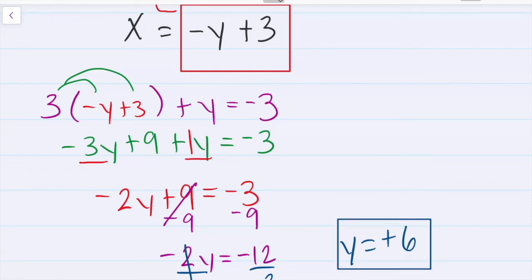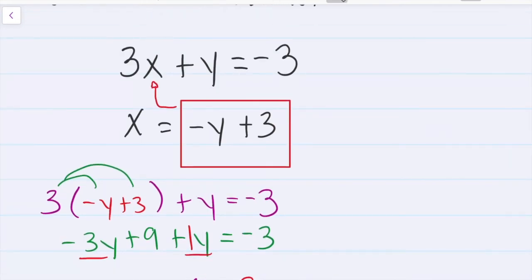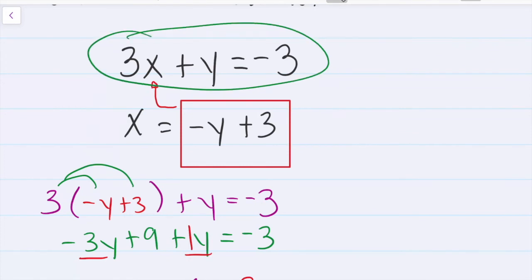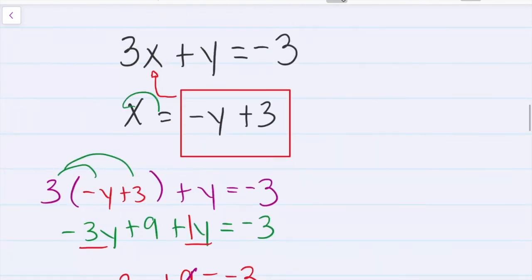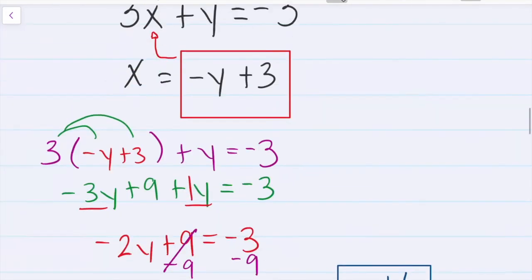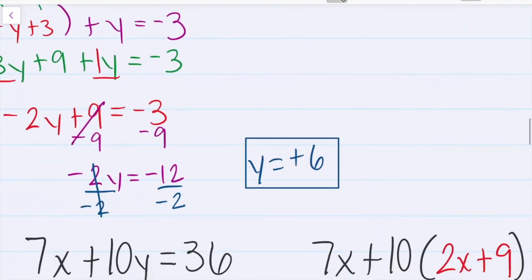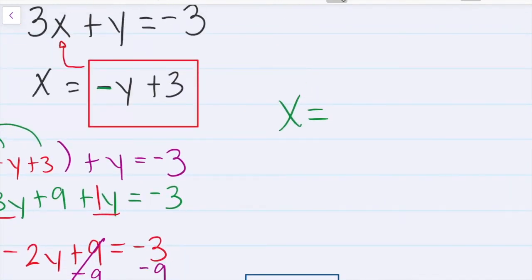Now, how do we find our x? Simple. You can choose whichever one you want to plug it in. It doesn't matter. But I'm going to go with the second one because, look, the x is already by itself. So if we have x equals, what do we say the y is? Positive 6. But remember, the equation had a negative parentheses 6 plus 3. Here we go.